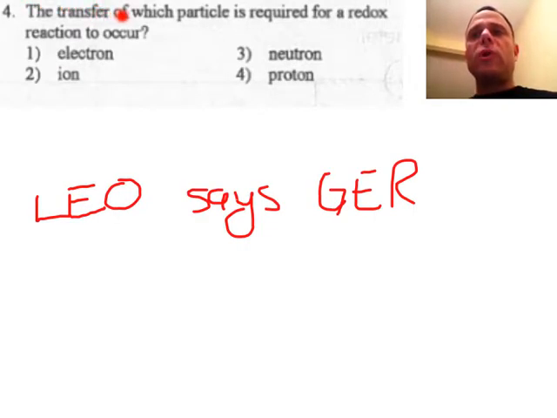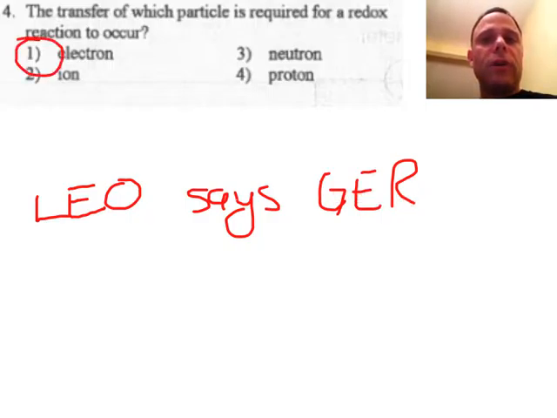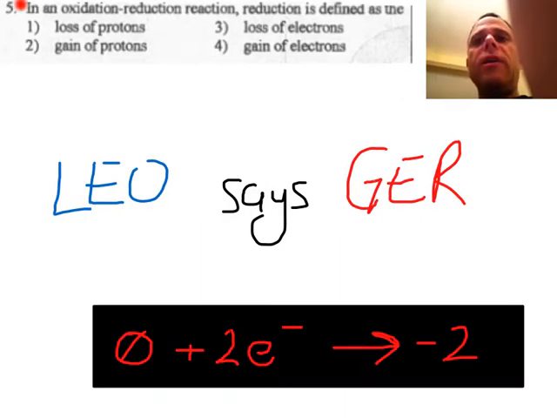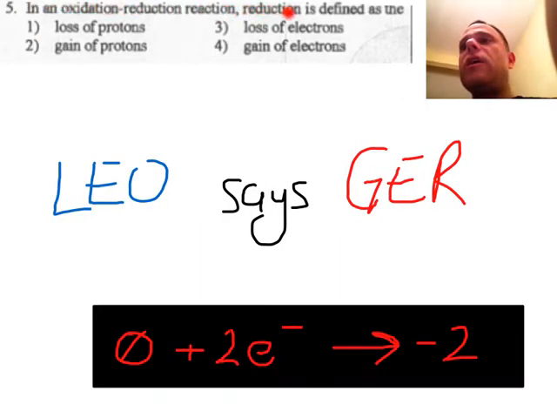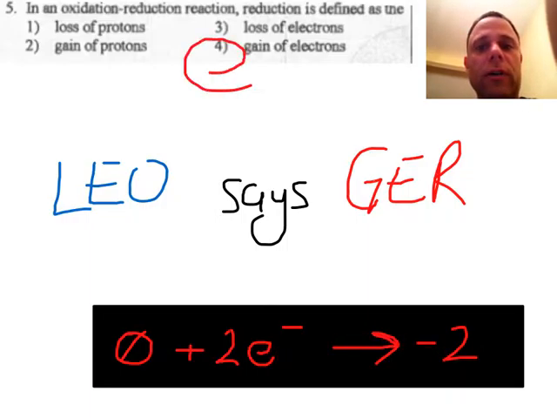Number 4, the transfer of which particle is required for a redox reaction? Well, we did say Leo says Ger, and one is loss of electrons is oxidation, while the other is gain of electrons is reduction. What do they both have in common? Electrons. Alright, number 5, in an oxidation-reduction reaction, reduction is defined as, well, Leo is loss of electrons is oxidation, and Ger is gain of electrons is reduction. Here's an example, a 0 charge with 2 electrons becomes a -2, our answer must be choice number 4.